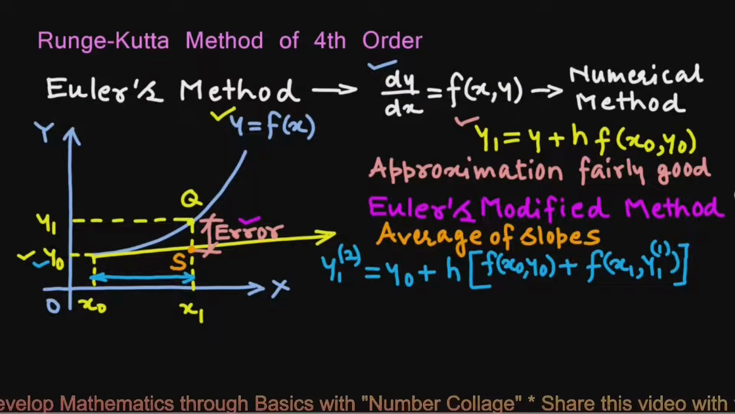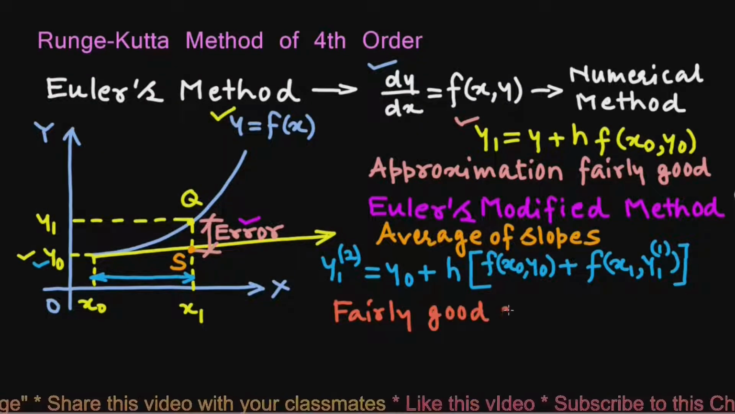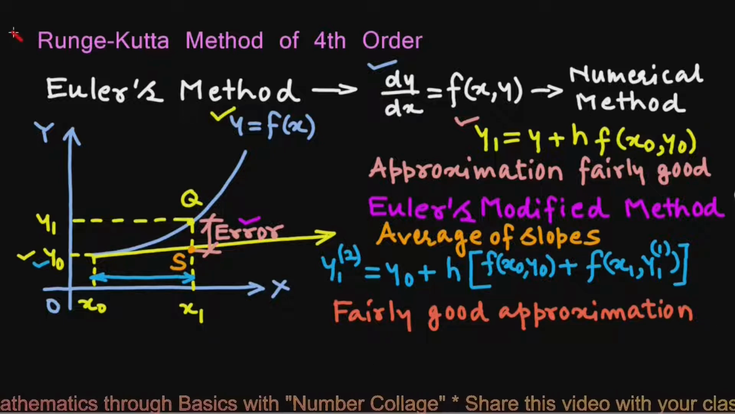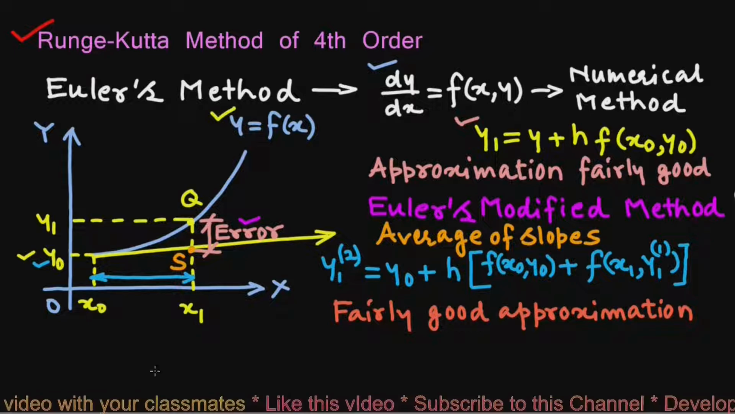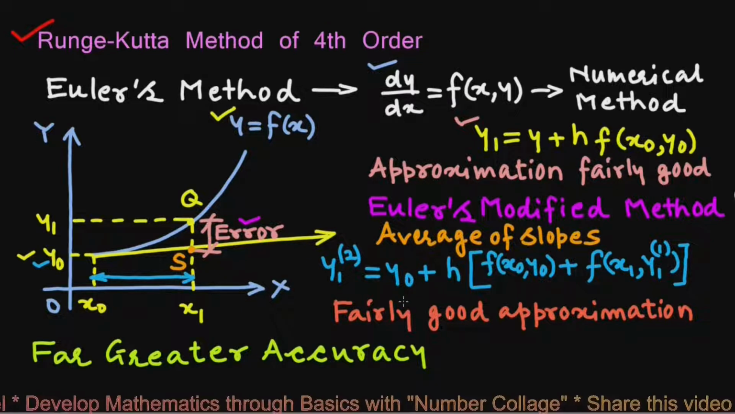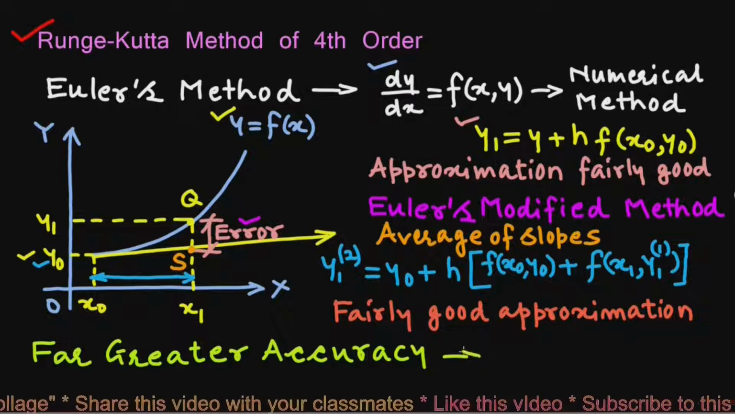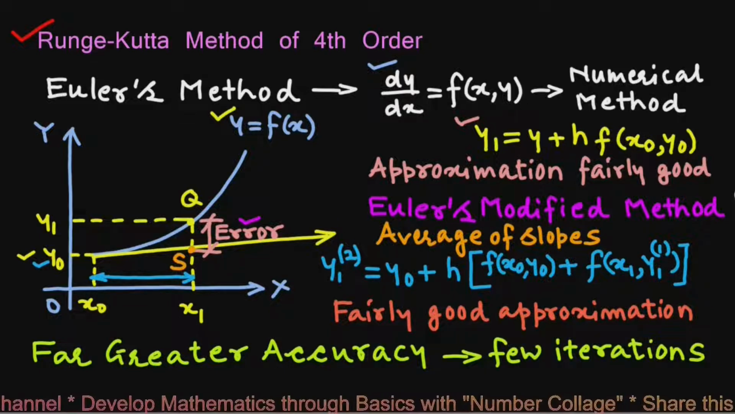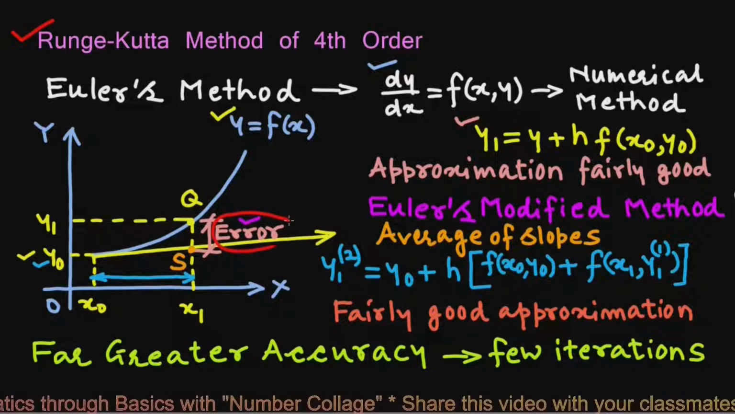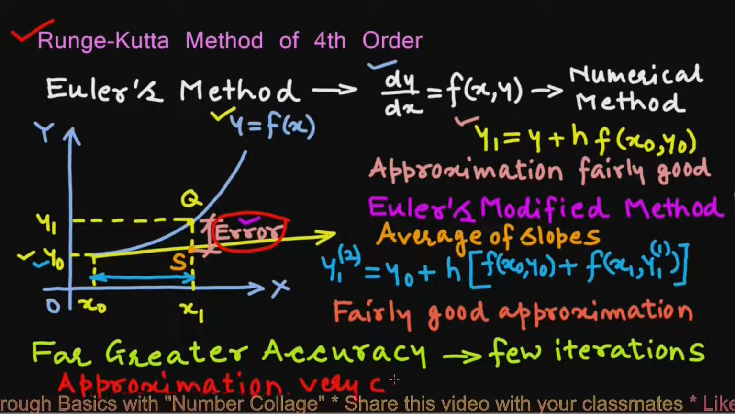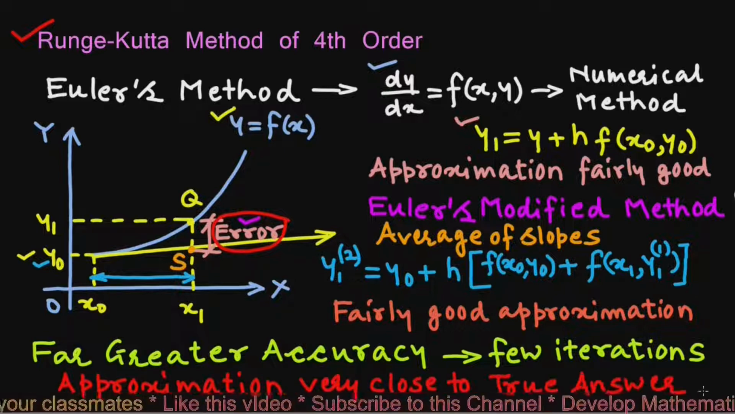Euler's modified method gives fairly good approximation in 2 to 3 iterations, but this Runge Kutta method of fourth order gives far greater accuracy compared to Euler's method and Euler's modified method in few iterations, because it uses the formulae to reduce this error to a very large extent and gives the approximation very close to the true answer.